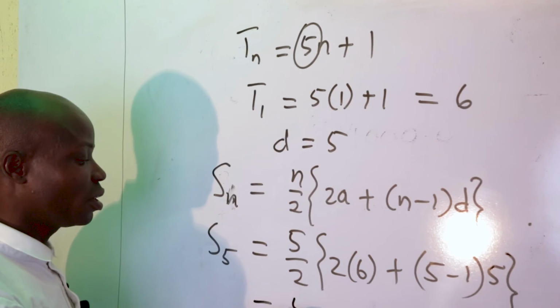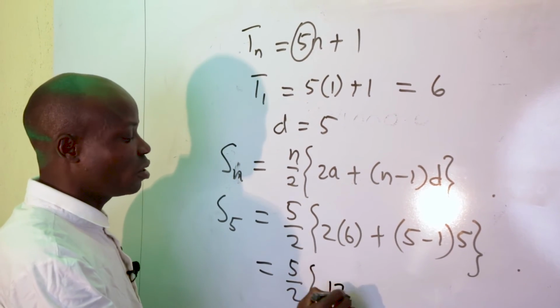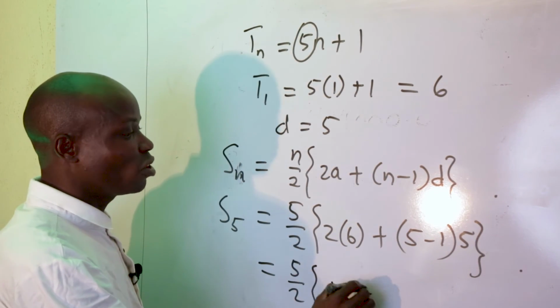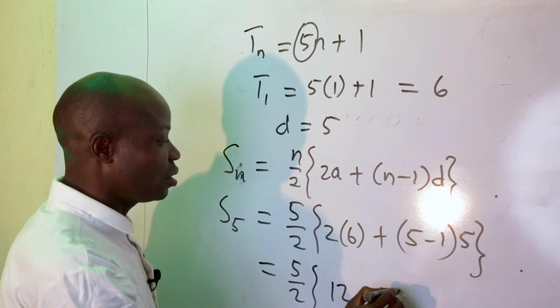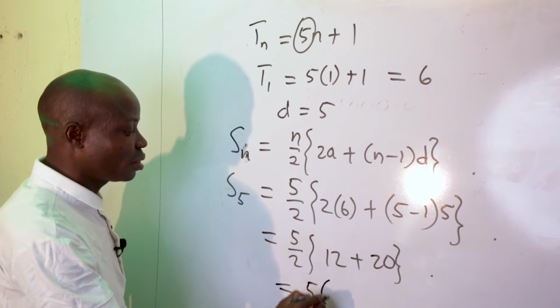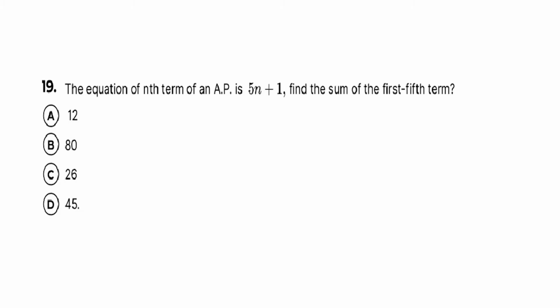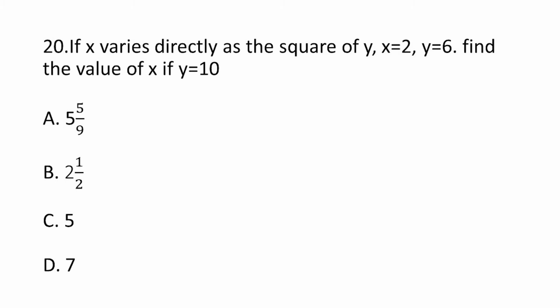And in such a case, the sum of the first 5 terms now gives 5 over 2 into 12 plus 20. That's 5 multiplied by 16, which is 80. And that is option B. Number 20. If x varies directly as the square of y, x equals 2 when y equals 6.